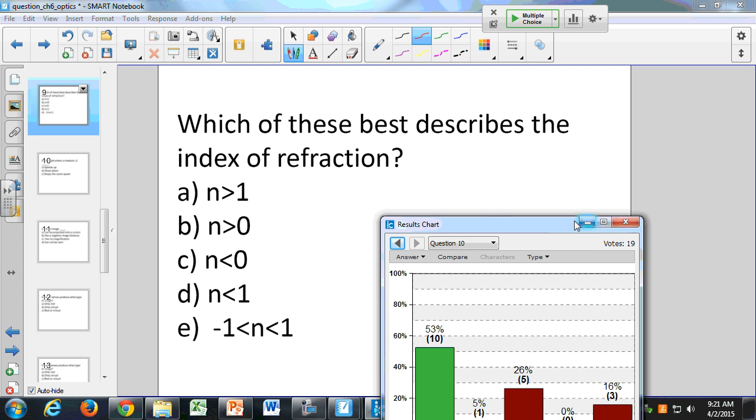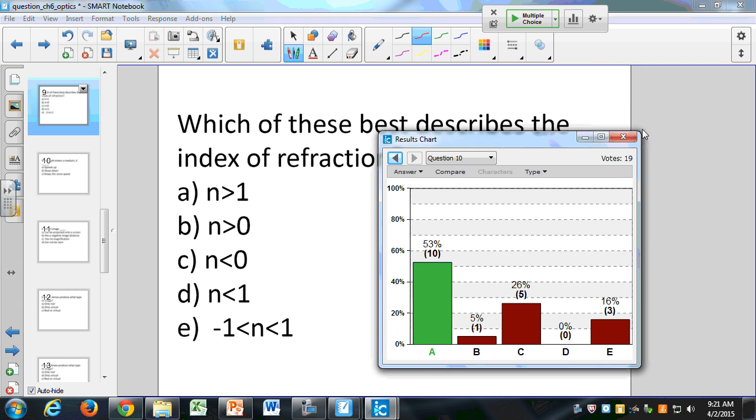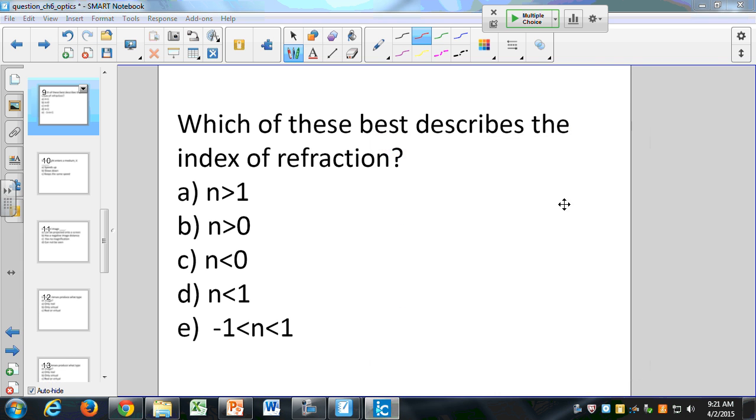A is right. N is greater than 1. See, a lot of you put C and E. C, N is never negative. It's always a positive number. Likewise, that would get rid of E here. It's always a positive number.